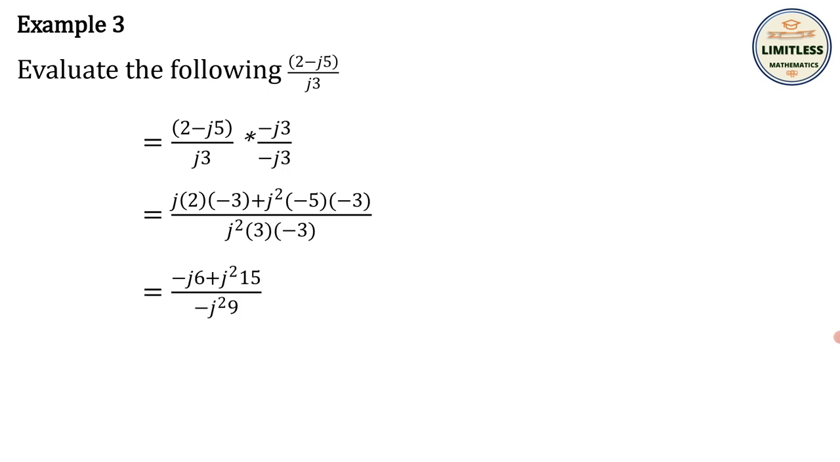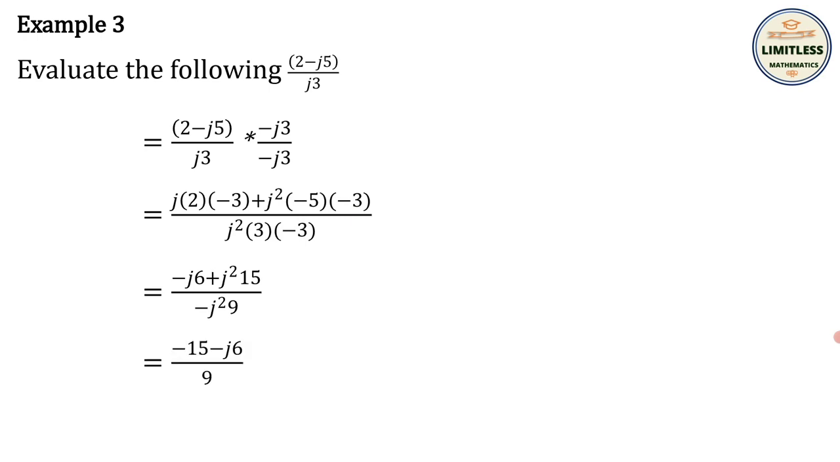At the end of the day, the denominator becomes negative 9 j square, because 3 times negative 3 is negative 9, then times j square, which becomes a negative. Then 2 times negative 3 is negative 6, times j is negative j6. Then this one is nothing but 15 j square, because negative times negative is a positive. From here it's a matter of simplification.